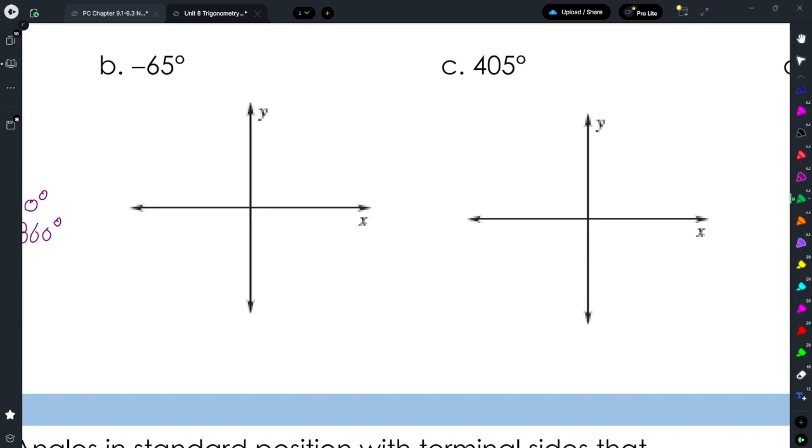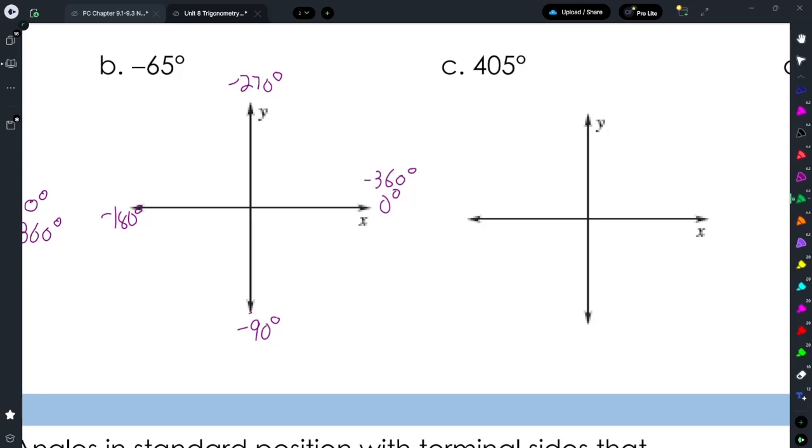Now letter B is negative 65 degrees. Okay, so negative 65. We're going to be going clockwise now. This is still 0, but now here, instead of this being 270, it is negative 90 degrees because it's a quarter circle in the clockwise direction. This is negative 180 degrees, negative 270, and also negative 360 here.